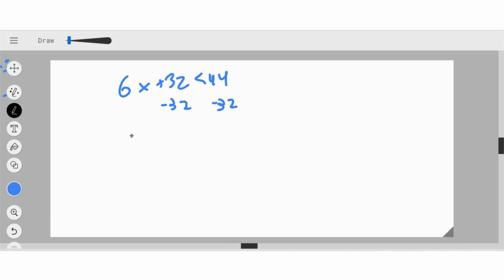So the maximum value will not be 2, because that would give us 44 is less than 44, which is not true. It would be 1.999999999, like the closest value to 2 that we get without getting 2. If it asks you for an integer value, what that means is just a whole number, so 1, 2, 3, 4, 5, something like that. It would just be 1.